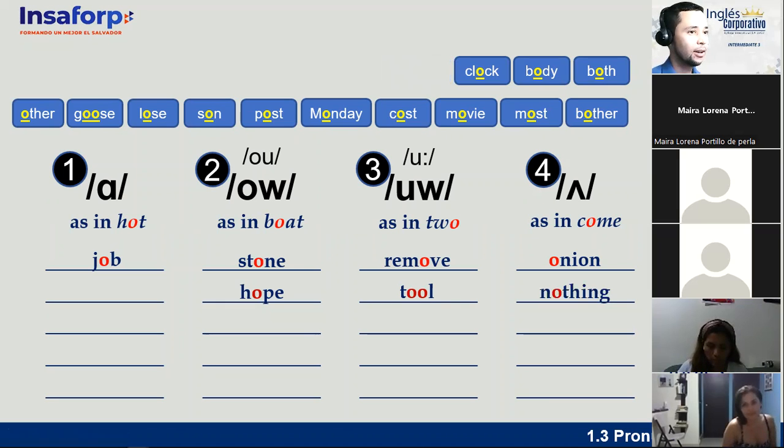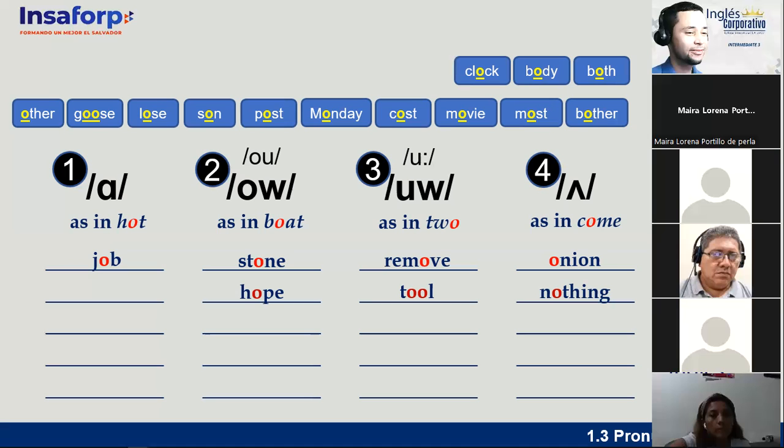Clock. Remember to raise your hand, your digital hand. Jessica. Number four. No. Let's see. It's actually one. Number one. It's clock. The sound is ah, clock. Okay. What about the next one?